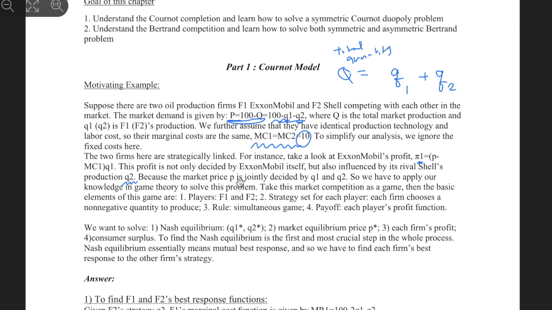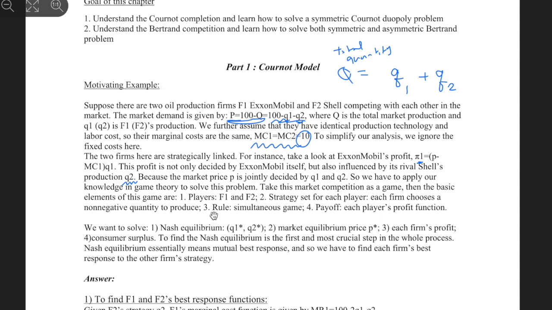And because the market price P is jointly decided by Q1 and Q2, we have to apply our knowledge of game theory to solve the problem. Take this market competition as a game. The basic elements of these games are: one, who are the players? From 1, Exxon, and from 2, Shell. And two, what are the strategies? They can decide how many they want to produce, right? Depending on the choice of Q2, and Q2 chooses their quantity depending on the size of Q1, right?